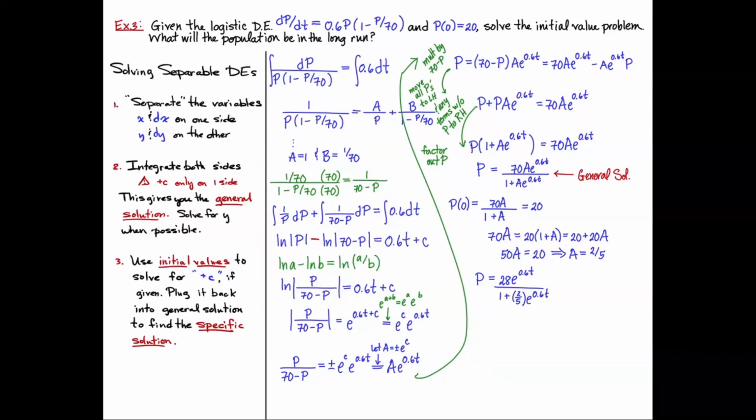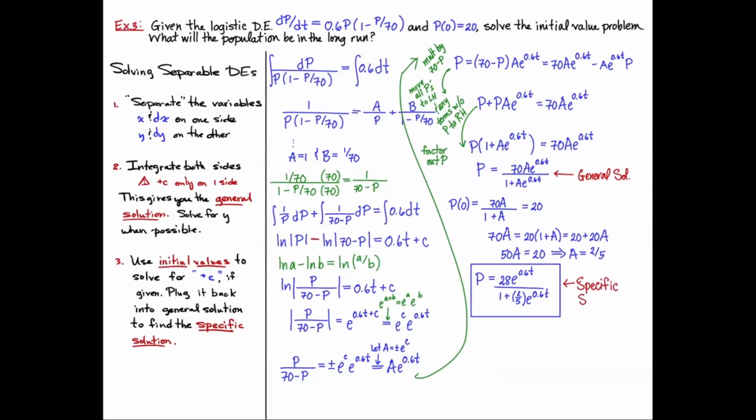So now remember that our initial population is below our equilibrium solution. So we would expect that as t goes to infinity, this population should approach our equilibrium solution of 70. So let's evaluate this limit. I'll box this. This is our solution. All right, so looking at the long-term behavior, in the long run, the limit as t approaches infinity of our specific solution.